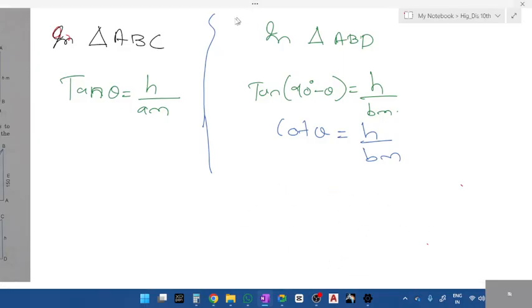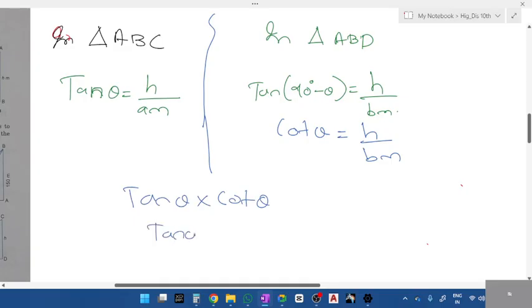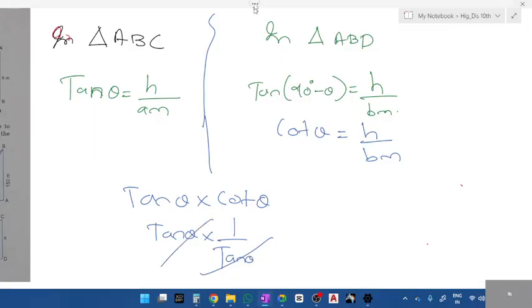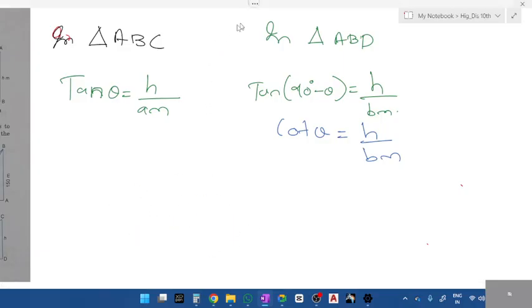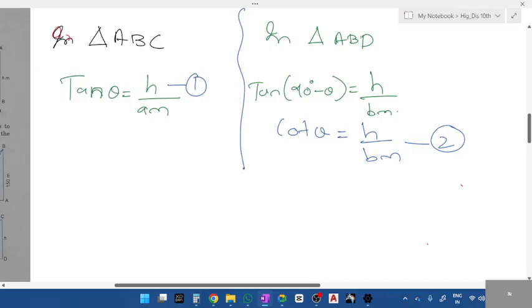Just think, students, we have tan theta and cot theta. How can you make both one? If I multiply tan theta into cot theta, what is it? What is reciprocal of cot theta? 1 by tan theta. So they get cancelled, right? So total how many equations we have here? Two equations. Equation 1, equation 2. Now can you tell me whether we add, subtract, multiply or divide? Multiply. Multiply equation 1 and 2.